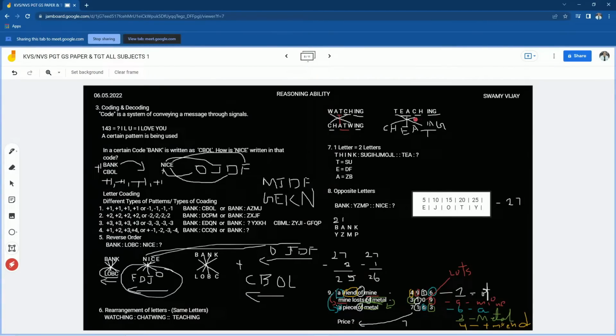I'll explain. Now see this WATCHING, correct? Here we are talking about the rearrangement of letters, same letters. There is no letter being substituted with another letter.